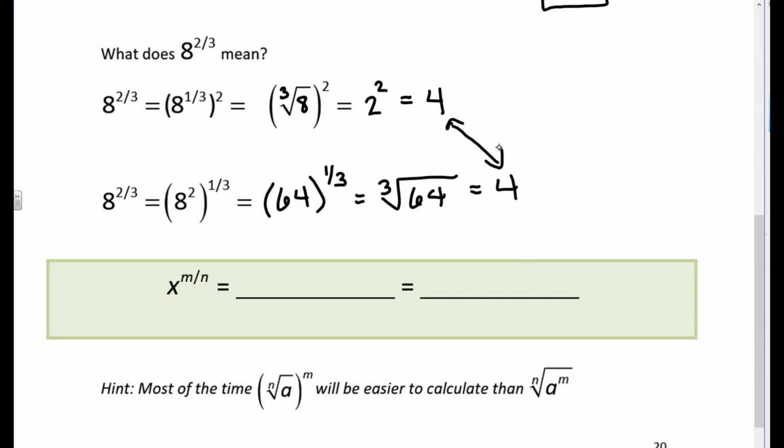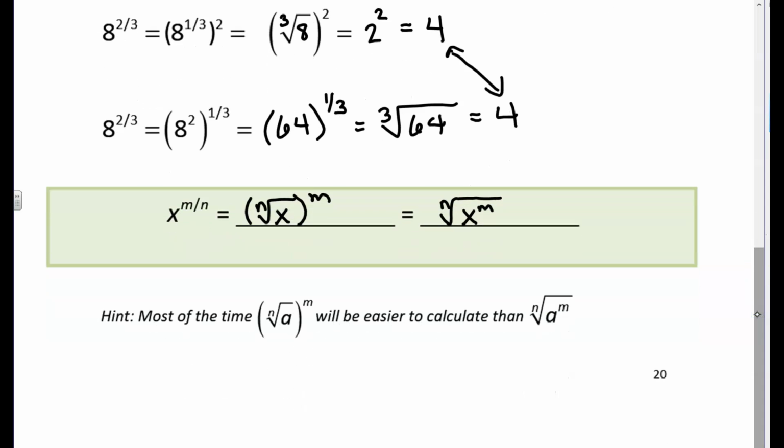So x to the m over n can translate 2 ways, either as the nth root of x to the m power, or as the nth root of x, to the m power. Usually it's easier to do the radical first and then raise that to a power, because you're making a number smaller before making it bigger, rather than going the other way around. But you will get to the right answer no matter which way you go if you work it properly.